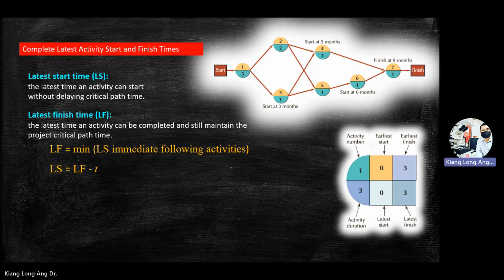Okay, this one we do backward pass. We do from the finish, then work back. So how to do? Your LF, which is this one, is the minimum. So what you are looking for is the LS of the immediate following activities.